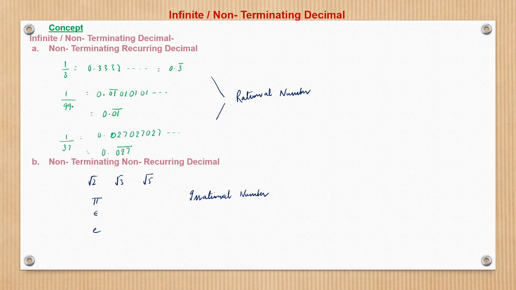We'll see the process, though we have also seen it in the previous section. We'll see it here in greater detail. Since it can be converted back to the p by q form, where q is not equal to 0 and p and q are integers, therefore this is also a rational number.